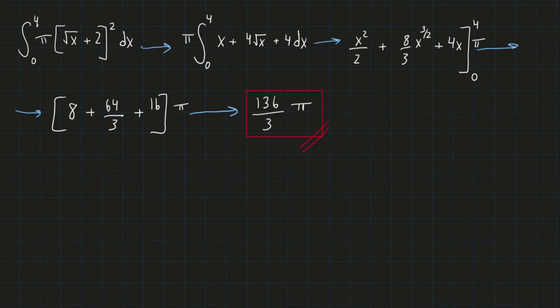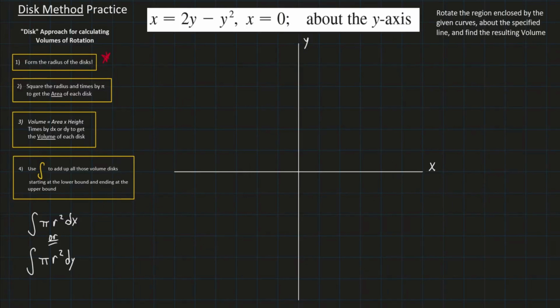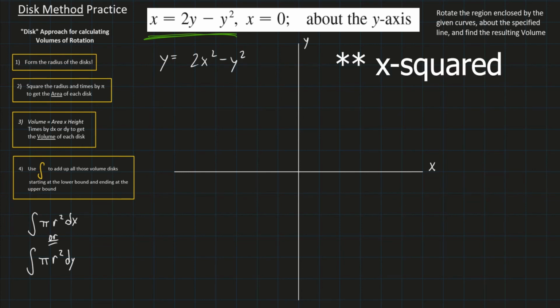Alright, we'll do one more. Okay, let us graph our curves here. We'll start with this one. Now this is one of those annoying functions that's given in terms of y. Because of that, it's hard to graph. We're all used to thinking of y is equal to, 2x squared minus y squared and stuff like that.